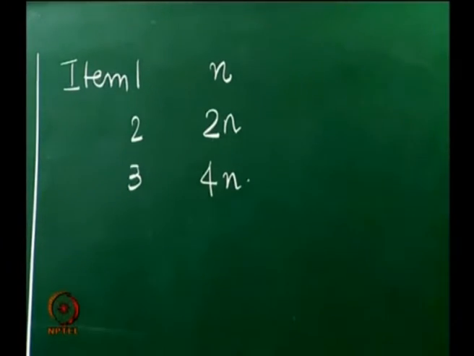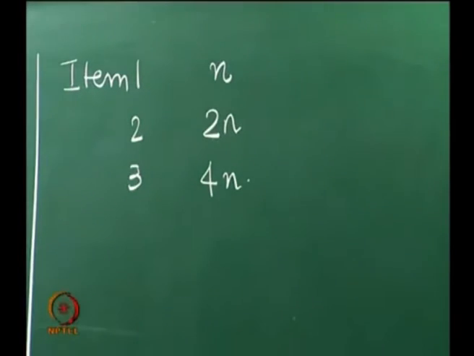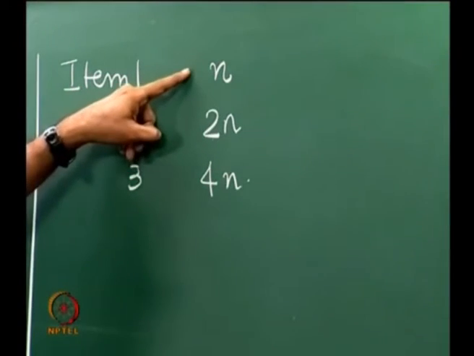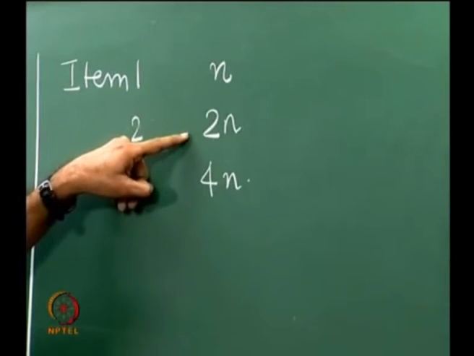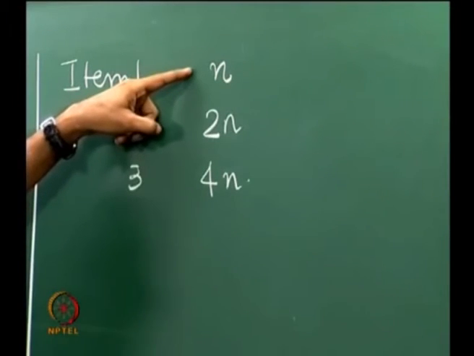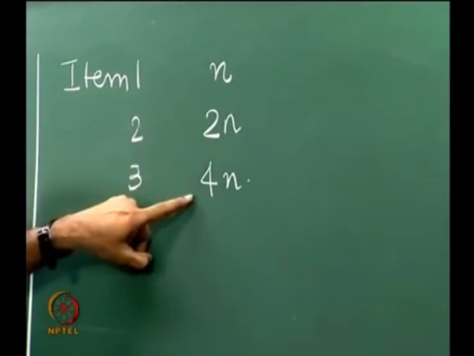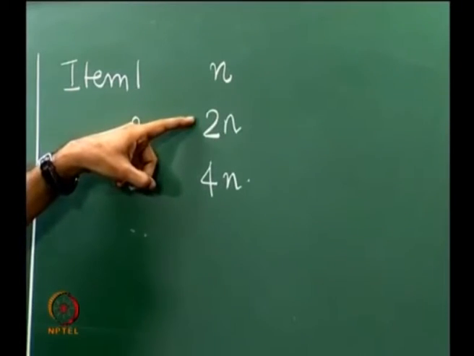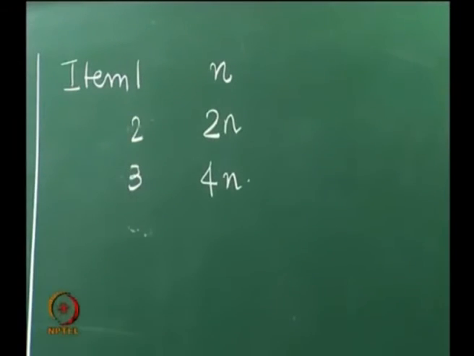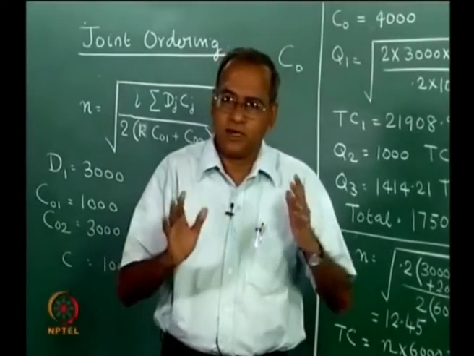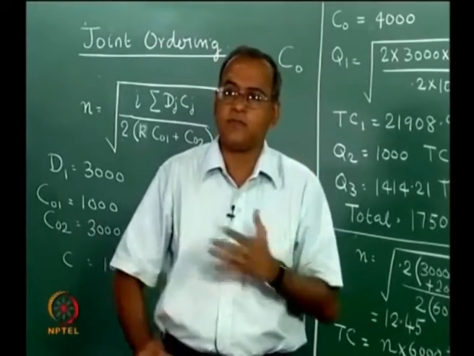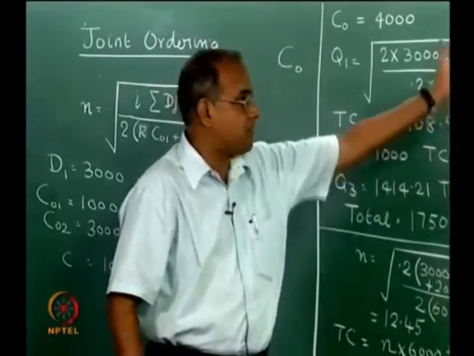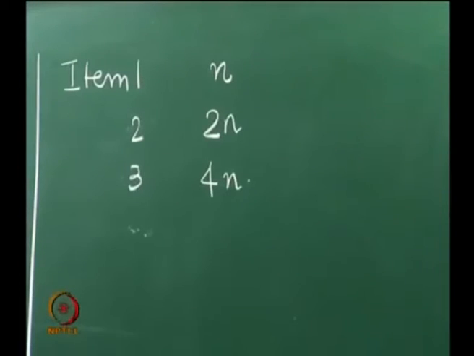Which simply means that for every order here we will have 2 orders here and 2 orders here. So this order n will synchronize with this and this, and this 2n will also start synchronizing with this 4n, but then the order quantities will be suitably defined, and you can still exploit the basic idea of joint ordering because the number of orders is only an integral multiple of this.